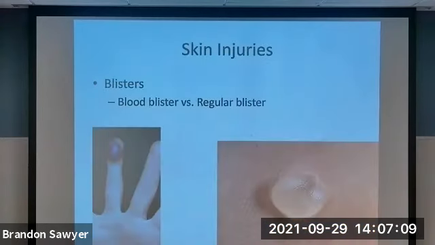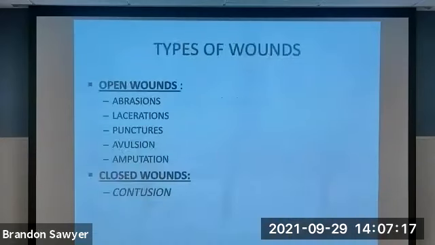Okay, we kind of already went through this thing with the blood blister versus regular blister, so we don't need to do that again. But let's talk about some types of wounds and just kind of be able to identify these different types of wounds that we might have in the skin. Okay, so we'll look at each of these.